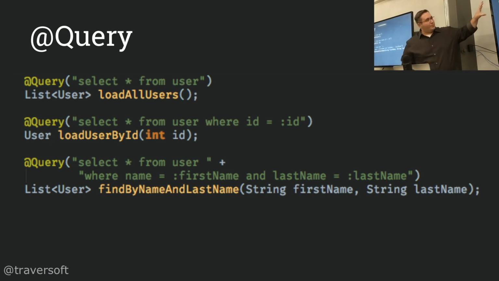So here's a very simple query interface. We're going to take apart what we looked at before. We talked about our list of users from load all users, and our SQL was select star from user. Here we have our query select star from user where the ID, and we load that user by the ID. And then finally, we have another query where we ask for a list of users with that first and last name. So far, so good, right?